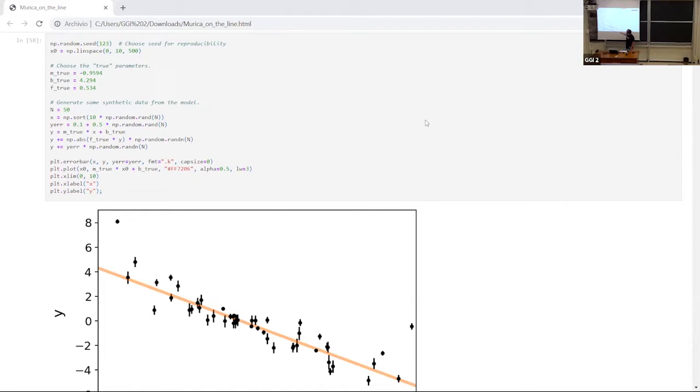And as you can see, what happened is that the fiducial line is this orange line. And basically, when we include this fractional error parameterized by f, the points are scattered around the line, but in a complicated way, as you can see. So there are outliers, there are points that have bigger uncertainty than others, and so on and so forth.